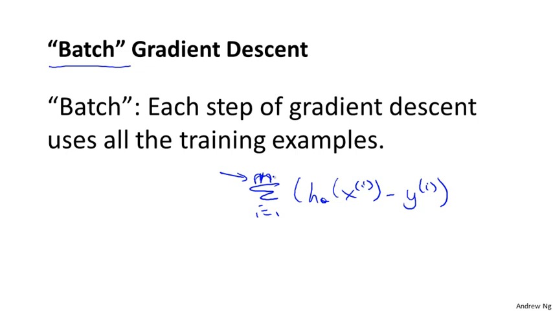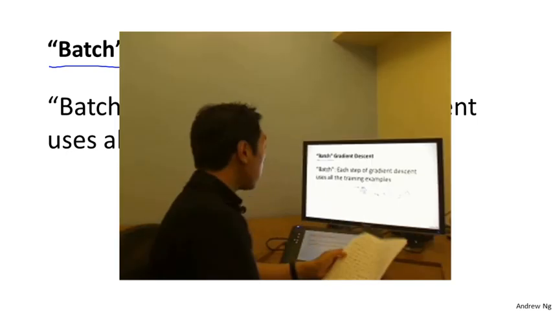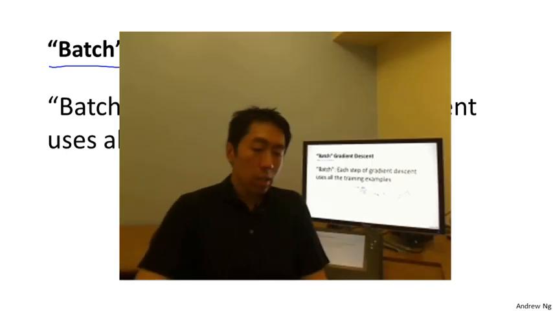It turns out that there are sometimes other versions of gradient descent that are not batch versions, but that instead do not look at the entire training set, but look at small subsets of the training set at a time. We'll talk about those versions later in this course as well. But for now, using batch gradient descent, you now know how to implement gradient descent for linear regression. So that's linear regression with gradient descent.